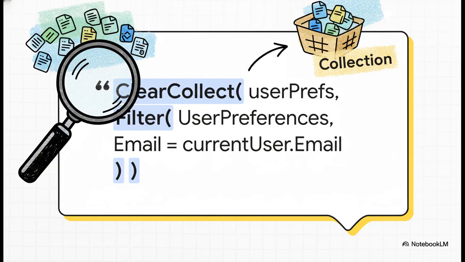Okay, step 2, loading their preferences. Here, the filter function acts like a search engine. It zips through our big list of user preferences and finds the one row that matches our current user's email. Then, ClearCollect grabs those settings and puts them into a special temporary table called a collection. Think of it like creating a personalized cheat sheet for the app to reference.